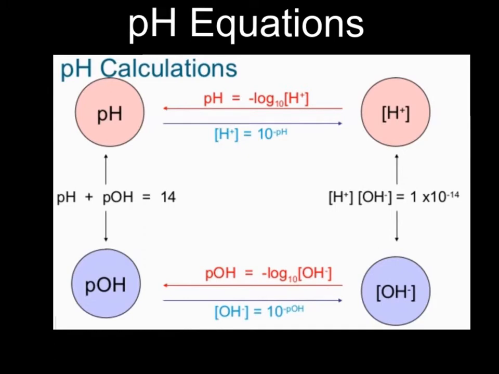We can also utilize a very important mathematical concept here. If we multiply the hydronium ion concentration times the hydroxide ion concentration, we always get a constant value, and that constant value is 1 times 10 to the negative 14th. So we can utilize this to solve for one of these concentrations.